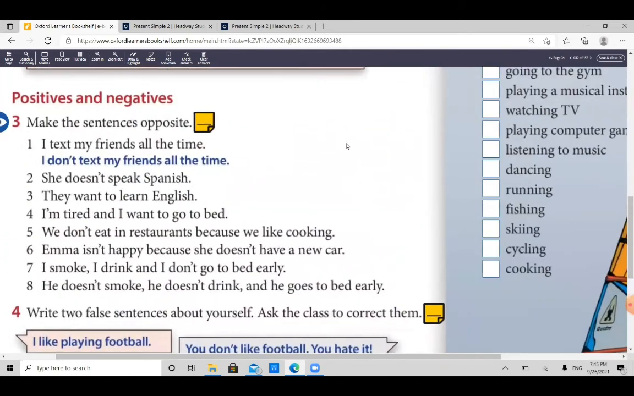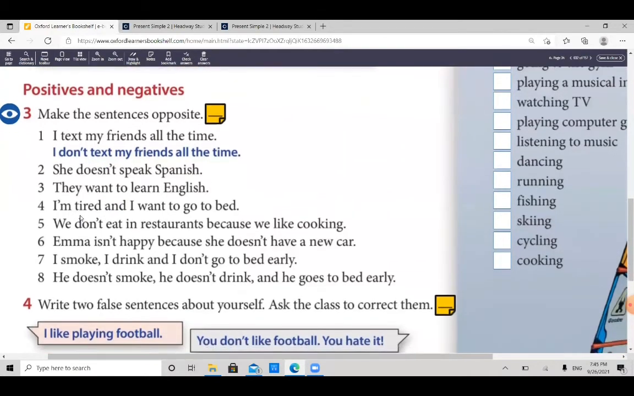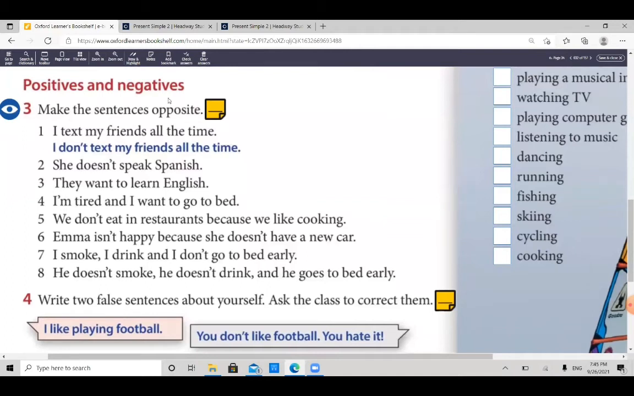Make the sentences opposite. So if it is a positive sentence, we need to make it negative. And if it's negative, we need to make it positive. Have a look at them, please, before we start. So here they give you an example. I text my friends all the time. For the negative, I added a helping verb with not. I do not text my friends.